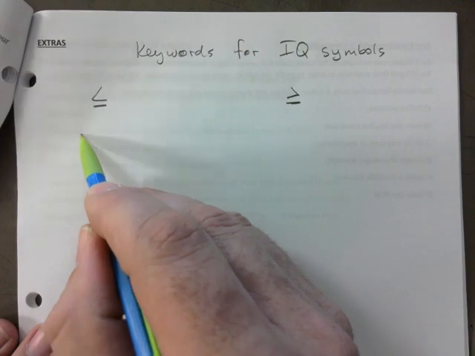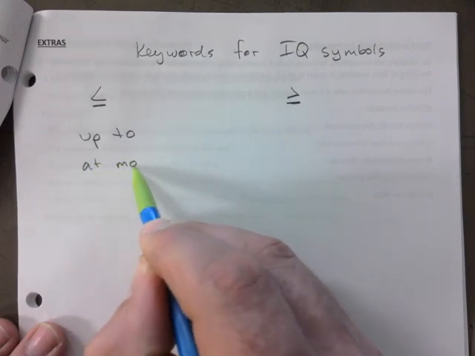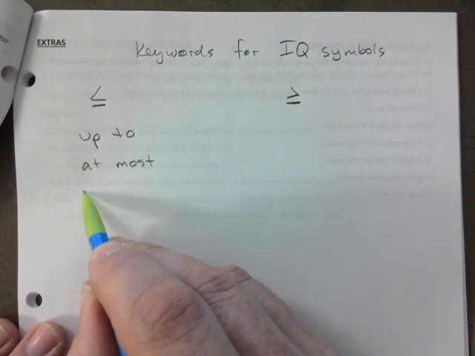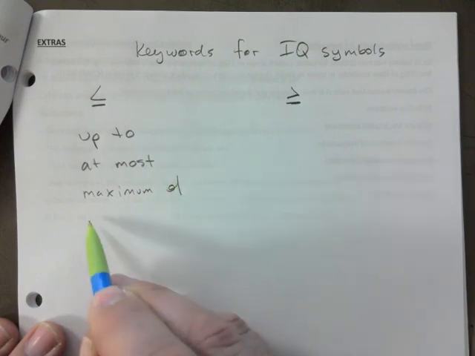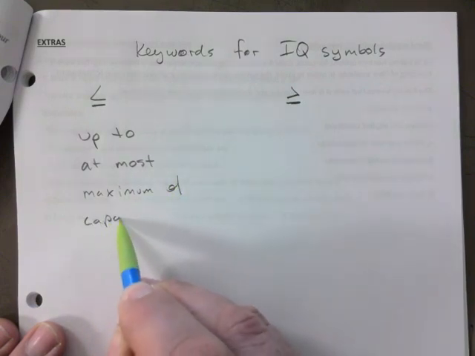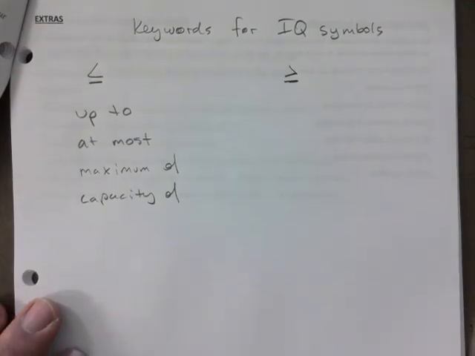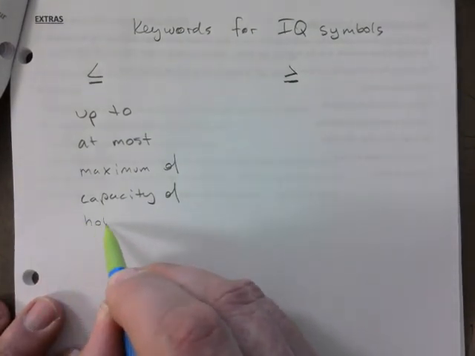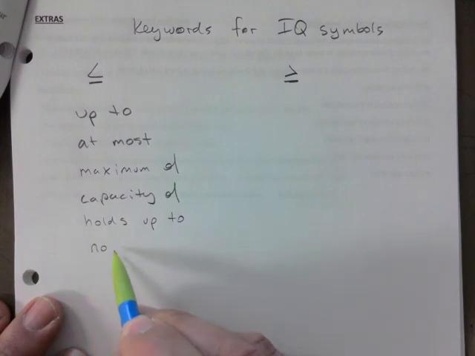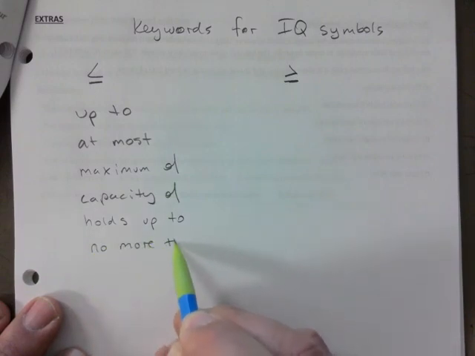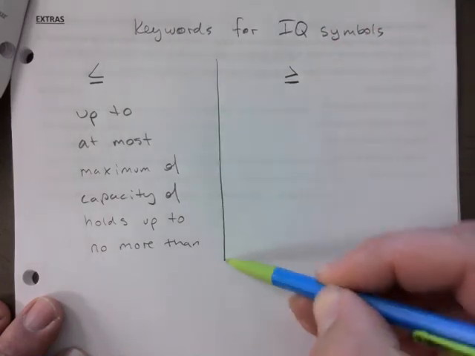This is what you're gonna look for. If it says up to, if it says at most, all of these mean the same thing. If it says maximum of. If it says capacity of, like something has the capacity to have 2 liters in it. Holds up to. No more than. Then you want to use that symbol, this one up here.